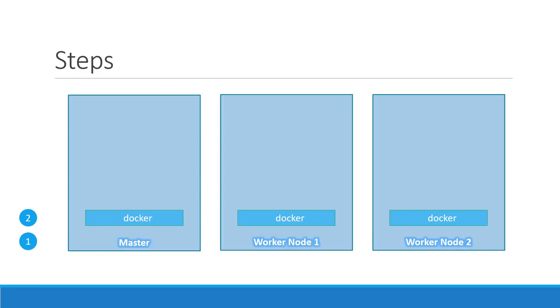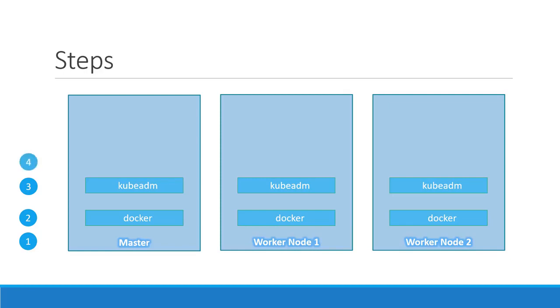The next step is to install the kubeadm tool on all the nodes. The kubeadm tool helps us bootstrap the Kubernetes solution by installing and configuring all the required components in the right nodes in the right order. The next step is to initialize the master server.